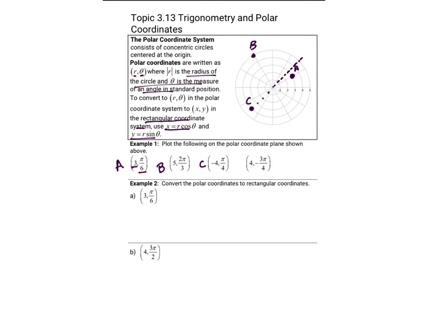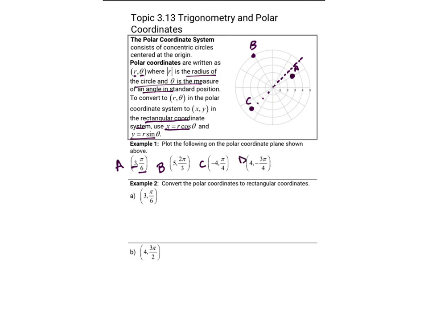So you go to the angle that it says, but then if your r value is negative, you flip 180 degrees and land in the opposite quadrant. Does that make sense? I learned that the hard way. That's why I'm telling you to go to the angle first, and then if you have a negative, you rotate all the way around the axis.